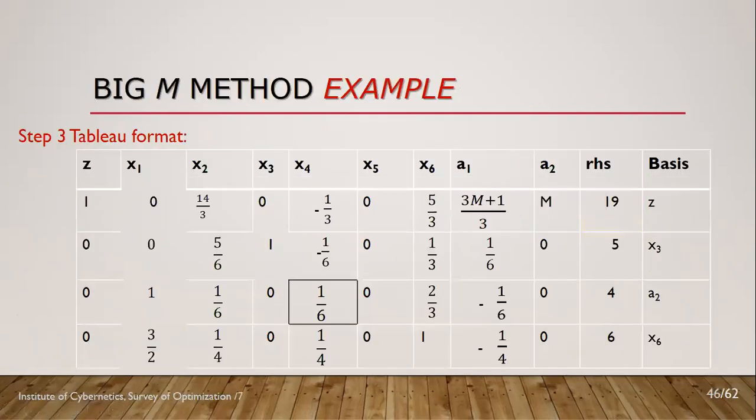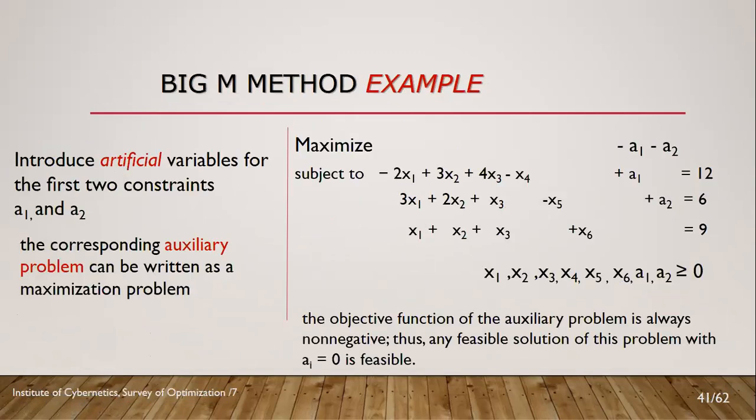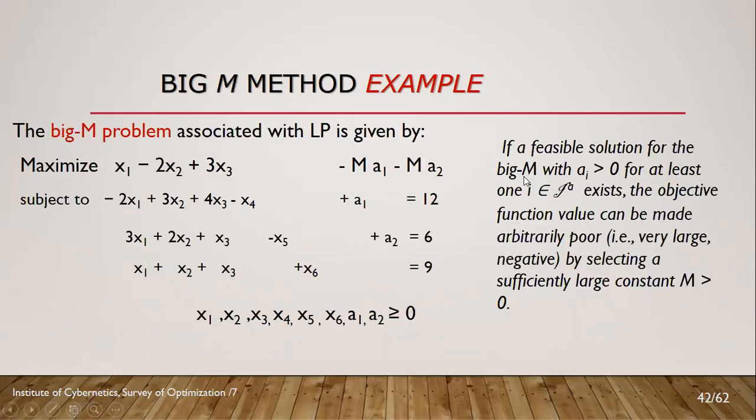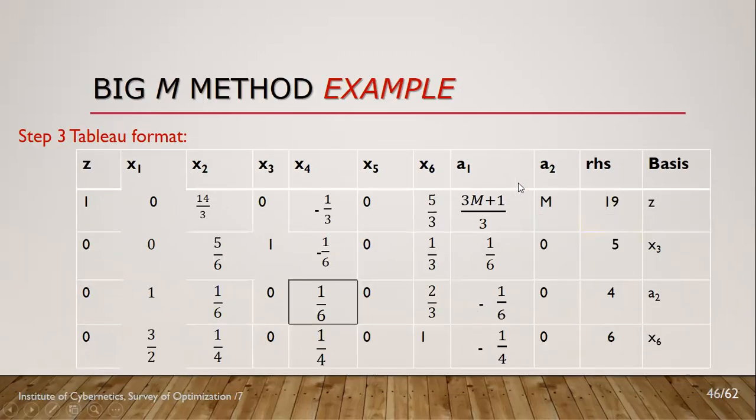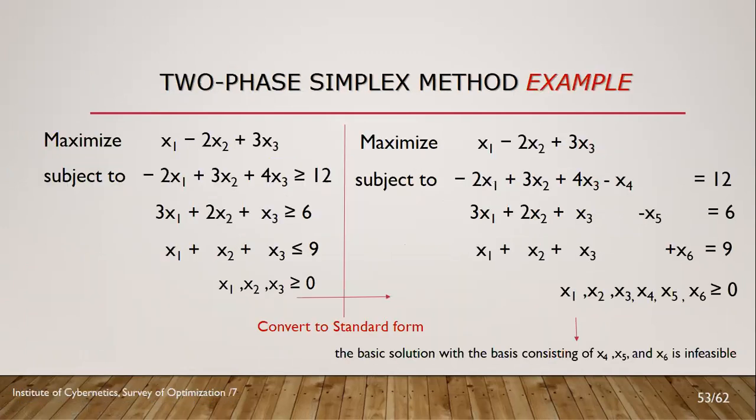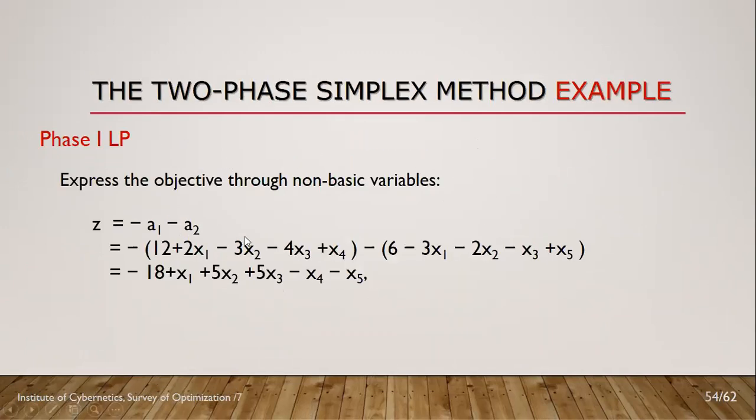Where is it? I will show you. At home, you can see where they come from, from here. Then we just perform simple arithmetic operations. Please practice it at home yourself, find the like terms, and end up with the following objective function: negative 18 plus x sub 1 plus 5x sub 2 plus 5x sub 3 minus x sub 4 minus x sub 5.